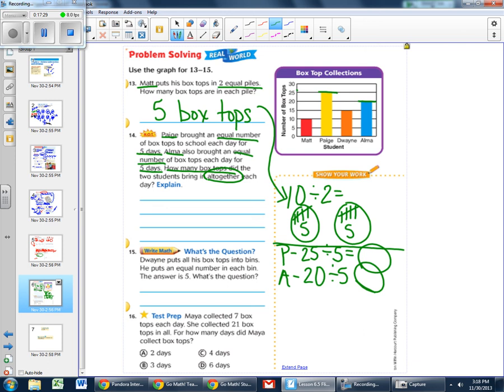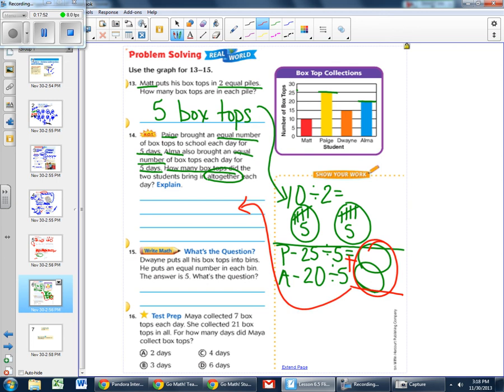Then it wants to know how many they brought in all together. All together is one of those math words that tells us if we need to add, subtract, multiply, or divide. All together tells us we're going to add. So you will take these 2 numbers and add them together to find out what is here. Okay? You will finish that in just a moment.